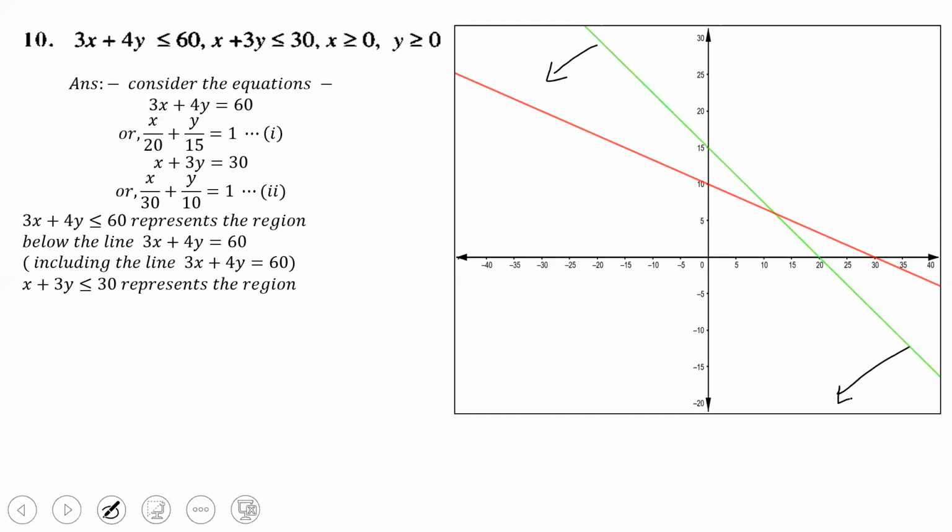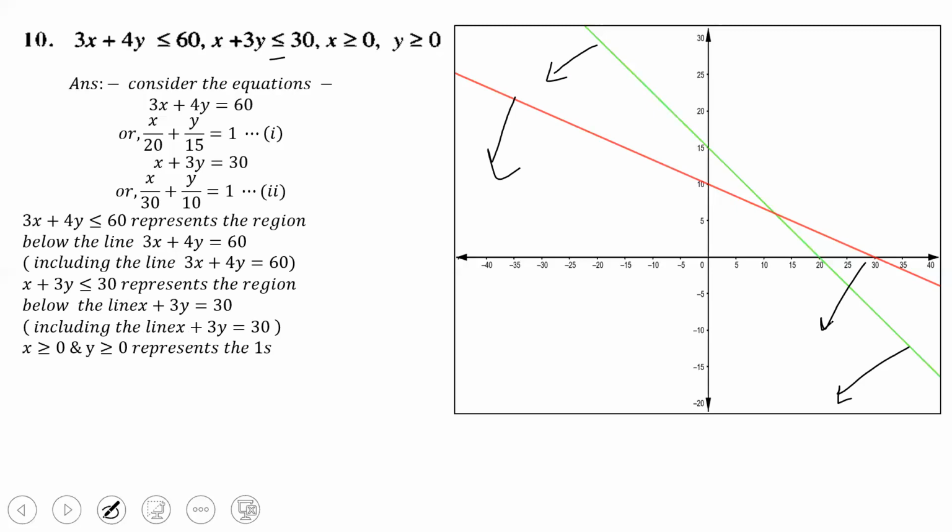Now, next, x plus 3y, again the less than or equal sign is there. So this portion, write it down, the portion below the line x plus 3y equals 30. Now, x greater than or equal to 0, y greater than or equal to 0. That means we need to choose the first quadrant. That is the common region. Definitely we need to choose the common region for the given inequalities in the first quadrant. So this is the common region, right? Common region in the first quadrant.